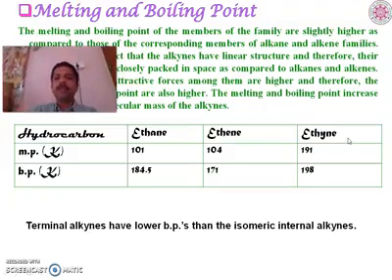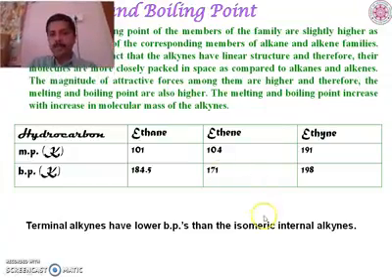Similarly, the boiling points of alkynes are found to be higher than those of alkenes or alkanes. It is interesting to note that terminal alkynes have lower boiling points than isomeric internal alkynes.